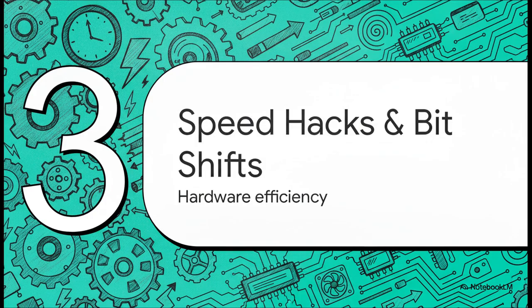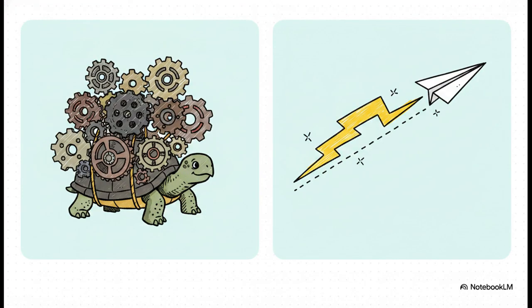All right, on to Section 3, speed hacks and bit shifts. Let's shift our focus to the relentless pursuit of hardware efficiency. Remember those optimal constants we just talked about, like 33? Well, multiplying by 33 is exactly the same as multiplying by 32 and then adding 1. But here's the thing. Standard multiplication is notoriously slow at the CPU hardware level, so programmers do these intense bitwise gymnastics just to avoid it.